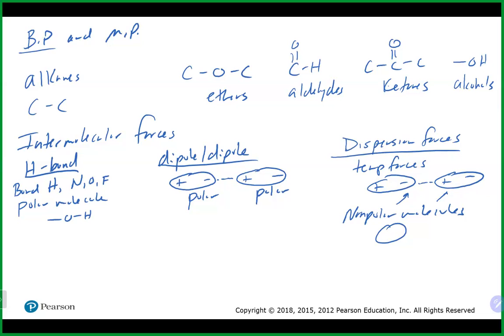But what can happen in a nonpolar molecule is the electrons could just decide to go to one side or the other, and that will temporarily create a positive side and negative side, and that temporarily gives them a way to interact with each other.